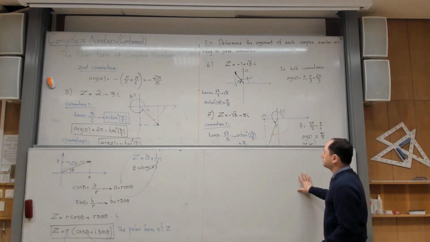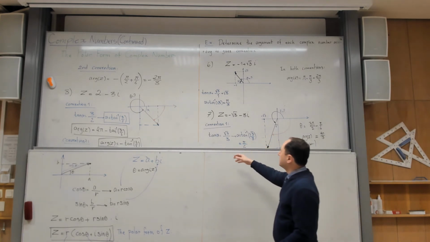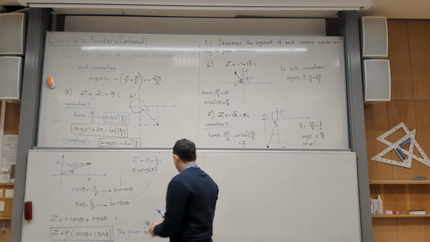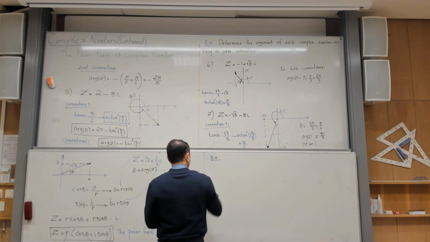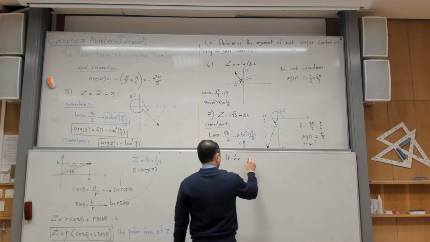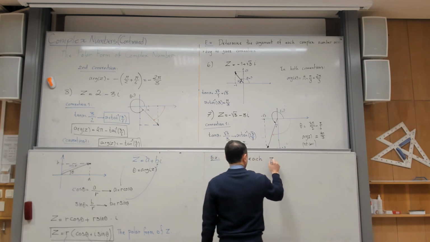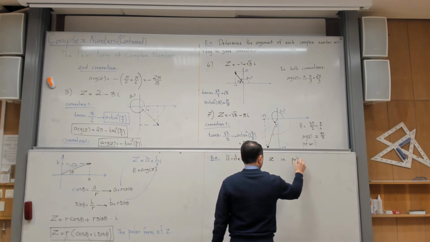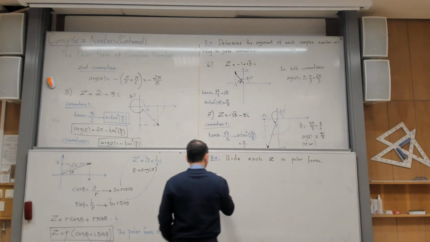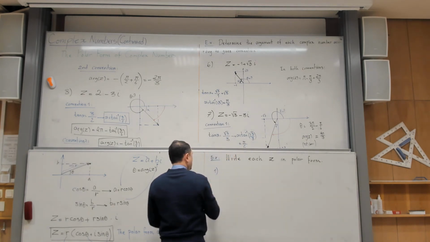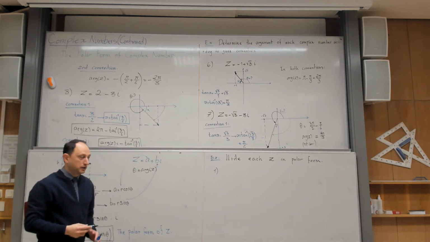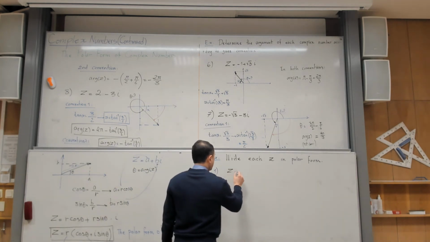For example, let us do some of them that are still on the board. Let me start everything from scratch. Okay, so exercise: write each number z in polar form. Okay, so let me start with a simple one. I will always use this convention from 0 to 2 pi, okay? z is equal to, for example, 2.